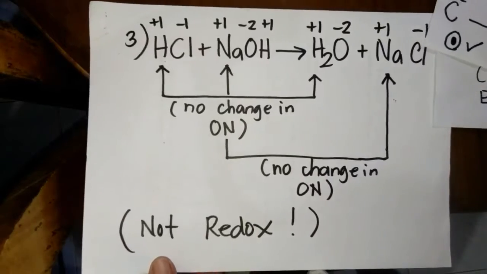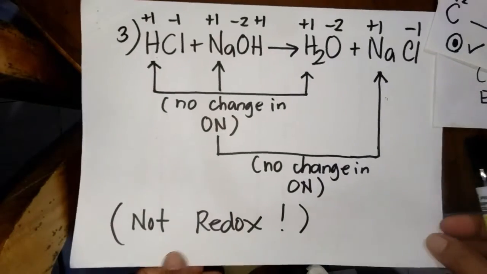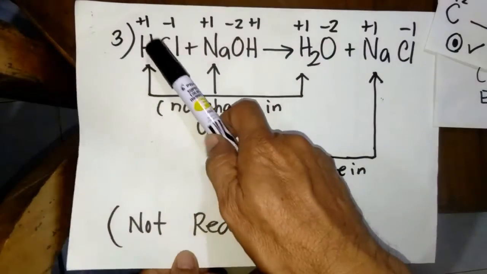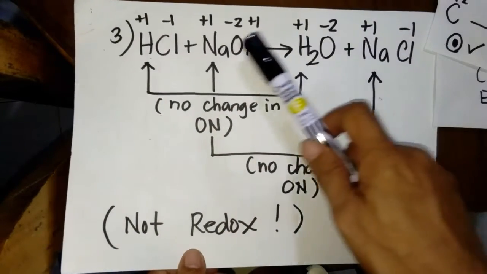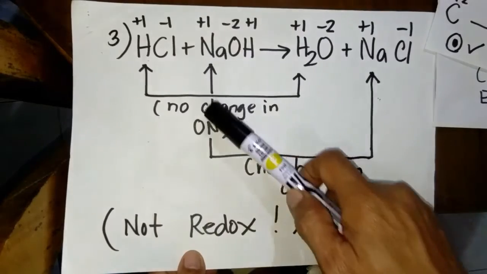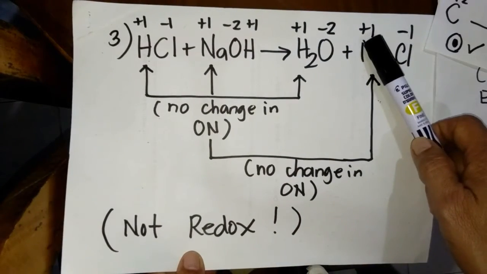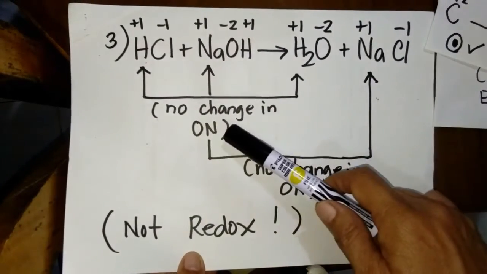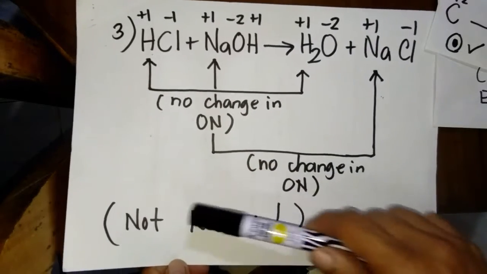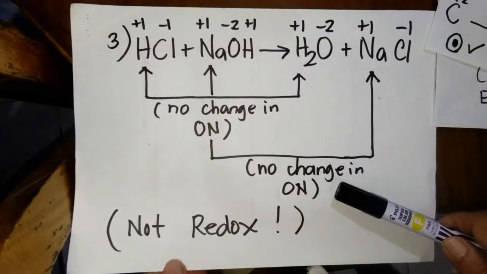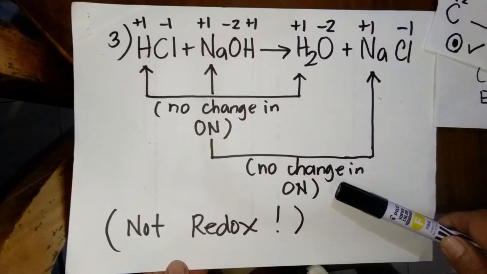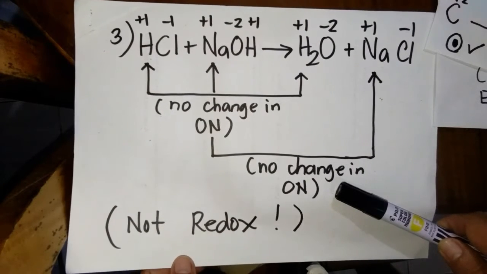And the last, this is not a redox reaction. Why? As you can see, hydrogen here is positive 1 and on the product side it is positive 1. There are no changes. Sodium is positive 1 and on the product side positive 1. No change in oxidation number. Therefore, this is not redox. So this is how simple it is to determine whether the reaction is redox or not.